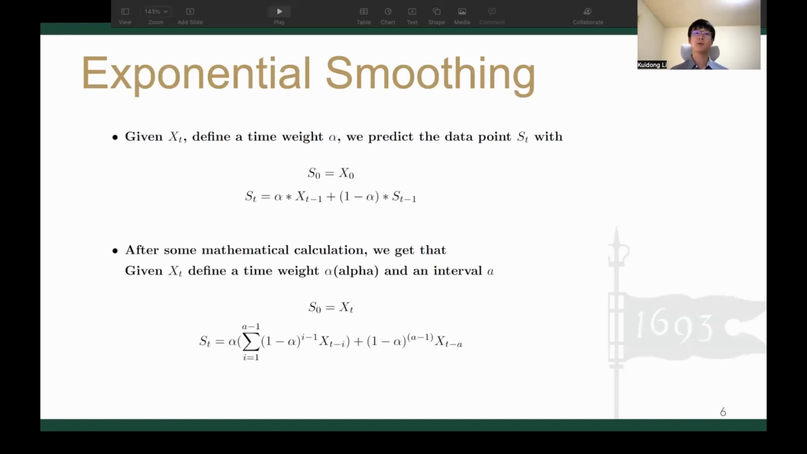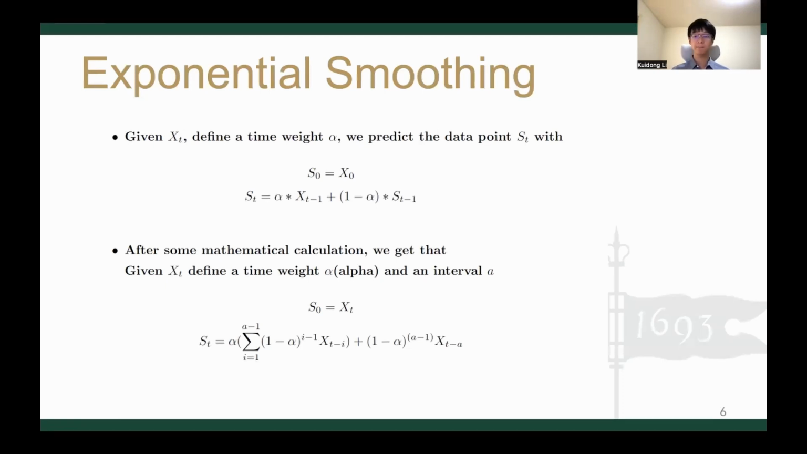We also want to do exponential smoothing the way we did moving average. So we did some mathematical calculations, and this is also a major progress in our research here. We figured out how to do exponential smoothing with a given weight alpha and a given interval A that we are looking back at, and this is the result we got here.